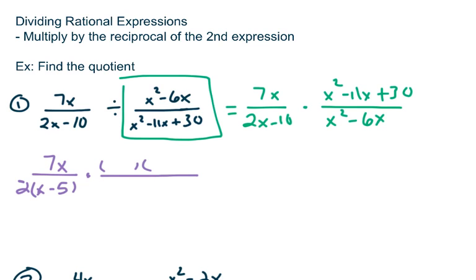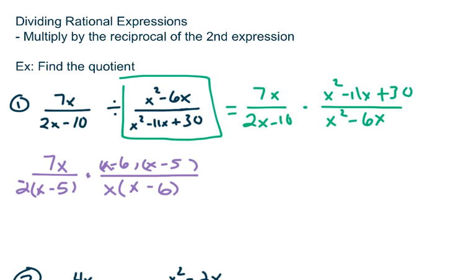The number in front of x squared is 1, so we can go right to parentheses. We'll have x, we'll have x. Two numbers that multiply together to get 30 and add together to get negative 11 would be negative 6 and negative 5. And then the bottom side, x squared minus 6x. Both are divisible by just x, so when we take x out, we get x minus 6 in return.